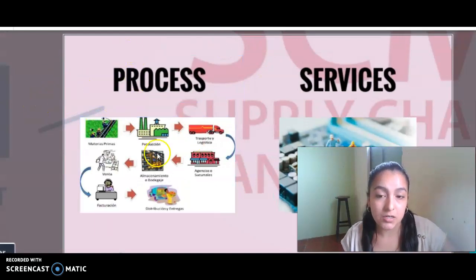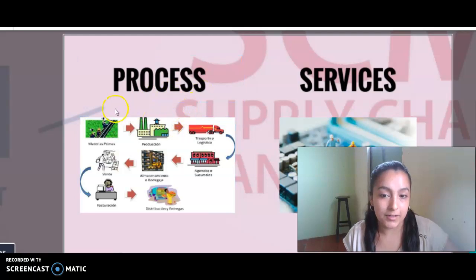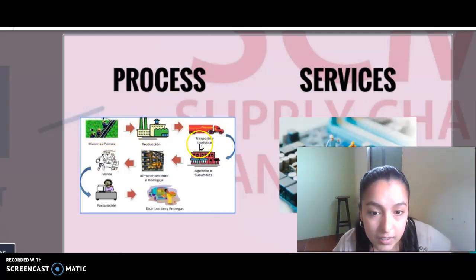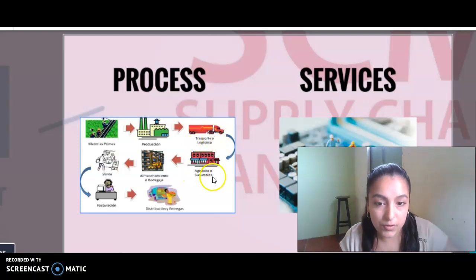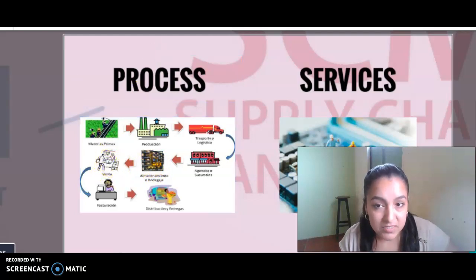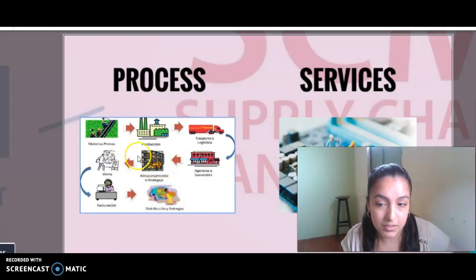The supply chain is a process that is the following. Number one is raw materials, number two, production, number three, transport and logistics, number four, agency or subsidiaries, number five, storage or warehouse, number six, sales, number seven, billing, and finally the delivery.